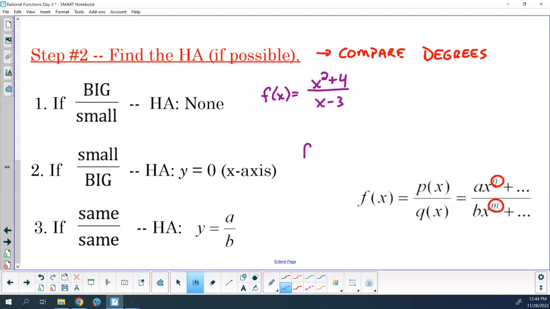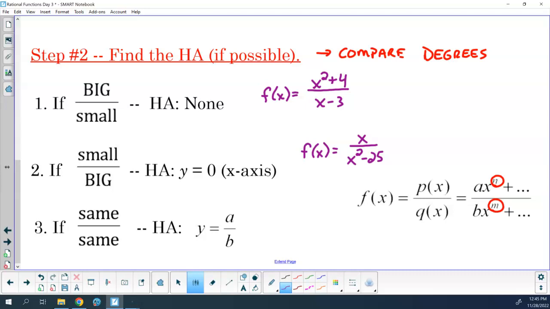So this example would be f of x equals x over x squared minus 25. I think that was one of the examples you did in the last video. So there's that one. Degree of 1 on the top, degree of 2 on the bottom. Small over big, horizontal asymptote, y equals 0.